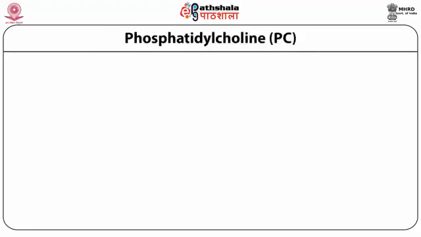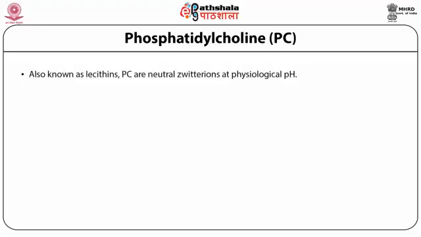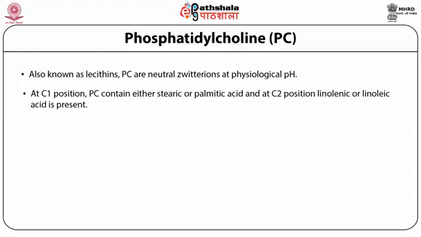Phosphatidylcholine, also known as lecithins, the phosphatidylcholines are neutral zwitterions at physiological pH. At carbon 1 position, phosphatidylcholine contains either stearic or palmitic acid, and at carbon number 2 position, linolenic or linoleic acid is present.